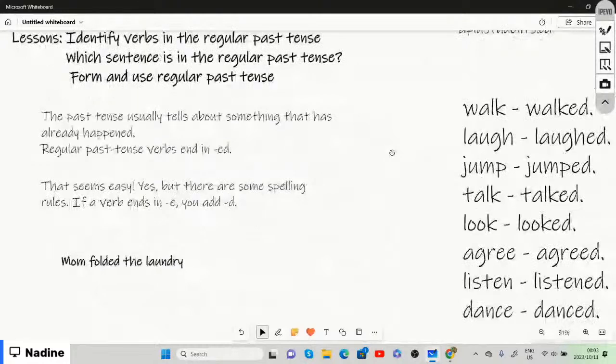All right, so basically regular past tense, right? When it comes to the past tense, we usually tell something that has happened already. So the past tense basically tells us something that has happened already. It's in the past, right? And regular past tense verbs end in ed. So whatever your action verb is, in the past tense, we basically just add an ed to show the action that took place in the past.